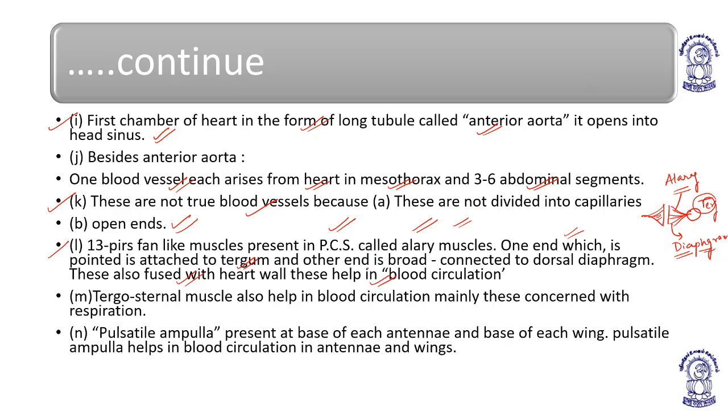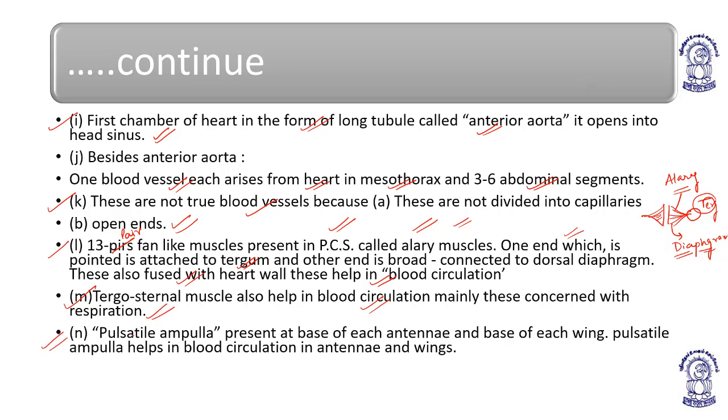So there are 13 pairs of fan-like muscles known as alary muscles, which attach on the tergum at the pointed side, and the broad side is attached to the dorsal diaphragm. They help to push the blood. Tergosternal muscles help in blood circulation as well, and are also mainly concerned with respiration.